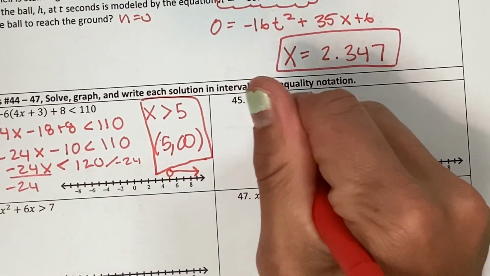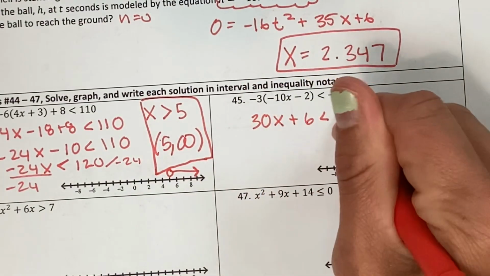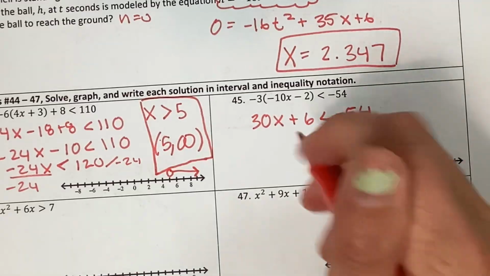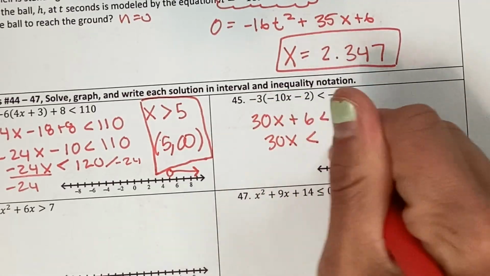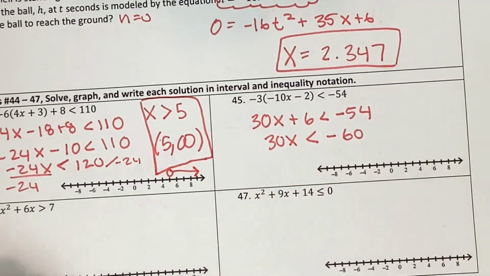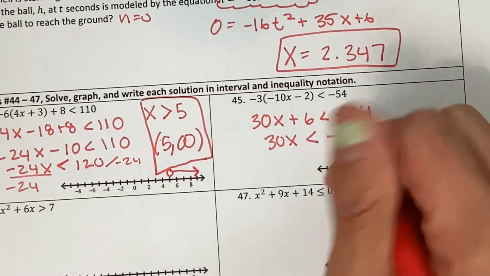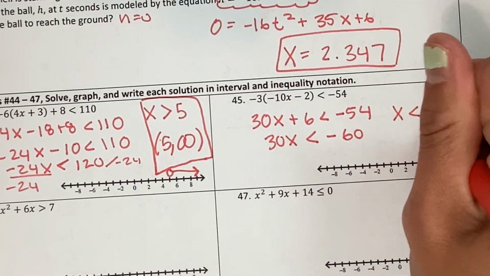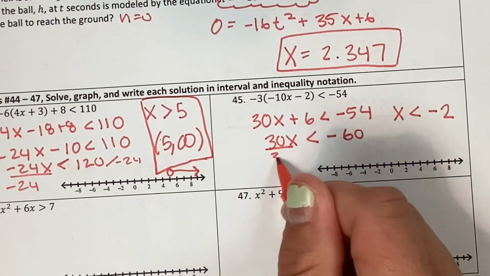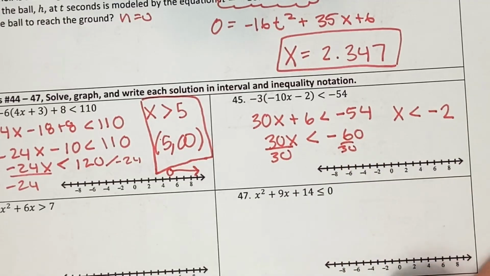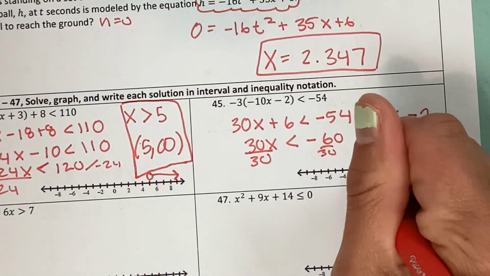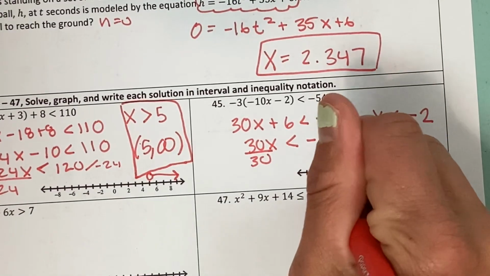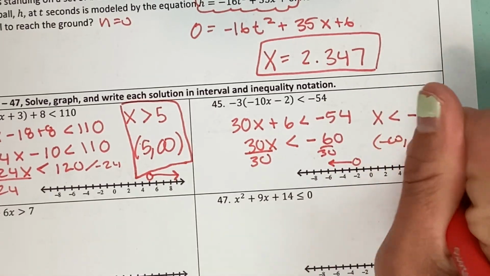All right, 30x plus 6 less than -64. 30x is less than -60. x is less than -2. We're not going to flip around the inequality because you're dividing by positive 30. So at -2, I'm going to have an open circle, and it's pointing to the left, which is -infinity to -2.